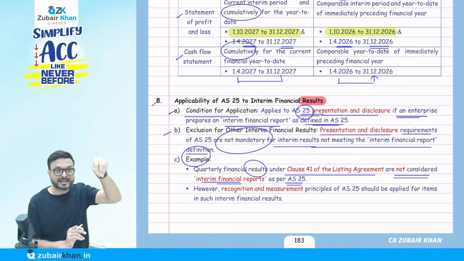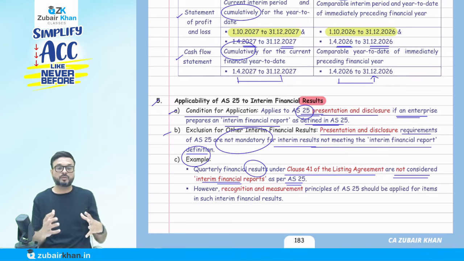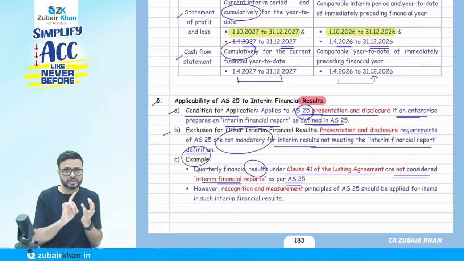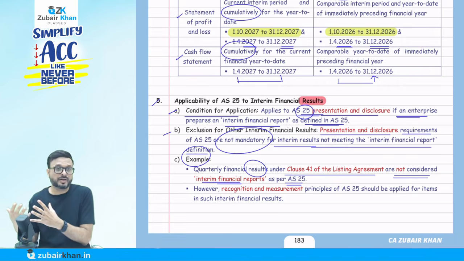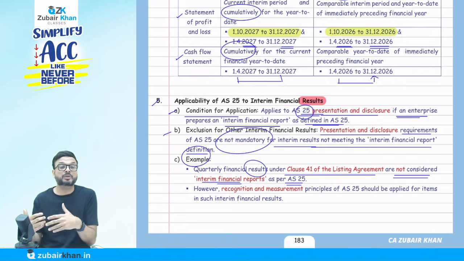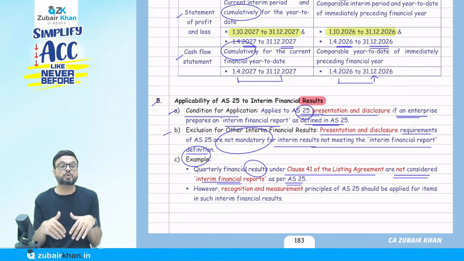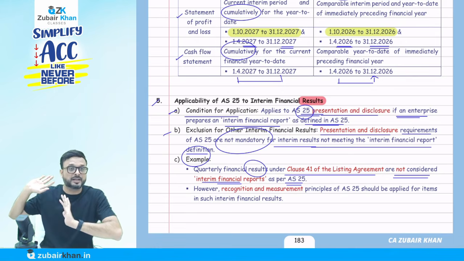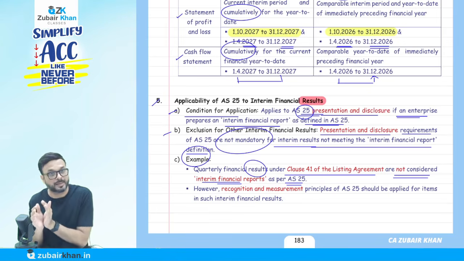However, how to recognize the items that year and how to do the measurement, for that AS 25 will be applicable. But what is the normal rule when we prepare interim financial reporting? I am going to follow this AS for presentation, disclosure, recognition and measurement. But if there is some different law which says you have to show the result, for example clause 41 of the listing agreement, in that case, for presentation and disclosure I will follow whatever clause 41 of the listing agreement tells me. But for recognition and measurement, AS 25 is applicable to me.